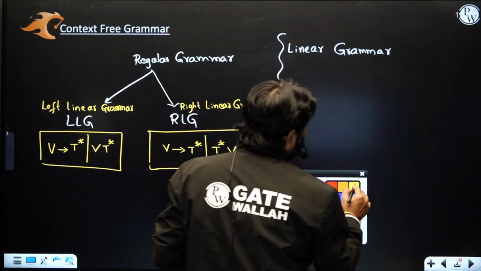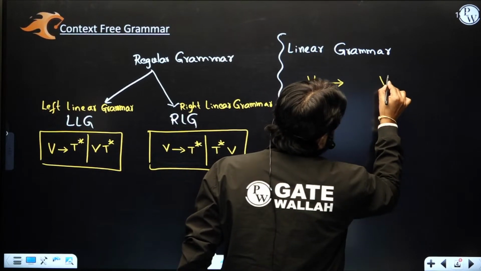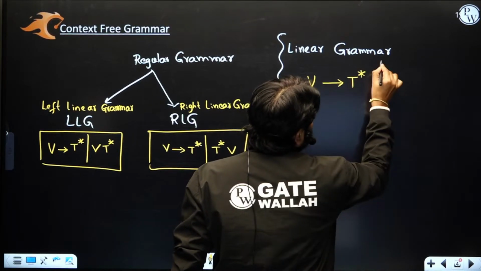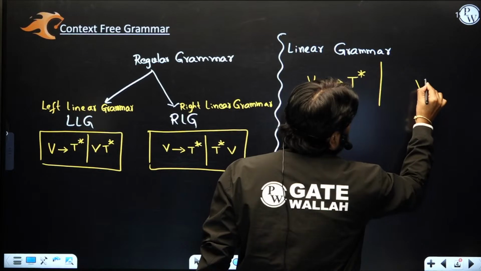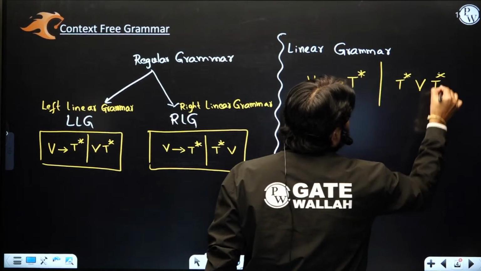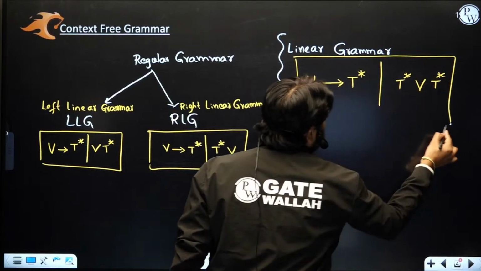So the rule is very simple. The left hand side is the same, but on the right hand side V can be anywhere. But you can have any sequence of terminals, or if you have a non-terminal, that can be anywhere. So before, after, any sequence of terminals can be present. So this is how you can frame a linear grammar.